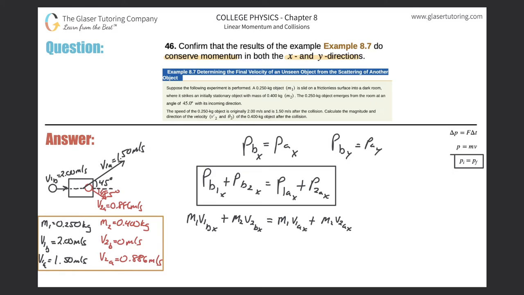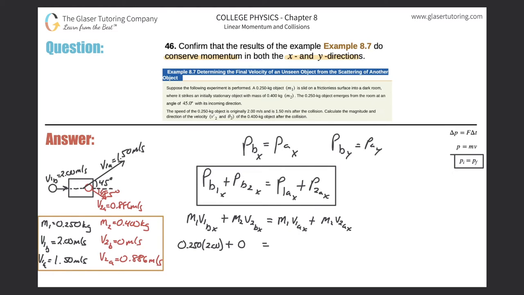So let's look at each of these. What's the velocity of the first ball before the collision? Well, it told us 2. And what's the mass? 0.25. Okay, so that's great. Let's just plug some stuff in. So 0.25 multiplied by 2. That would be the momentum. How about for the second ball? Well, here's its mass, but its velocity before the collision was 0. Remember, it was stationary, so therefore this is just plus 0.